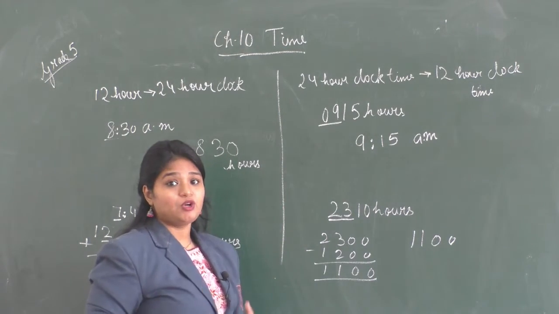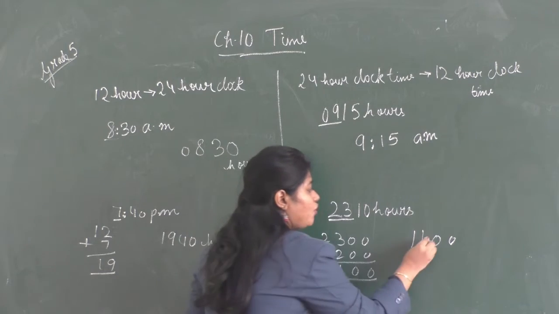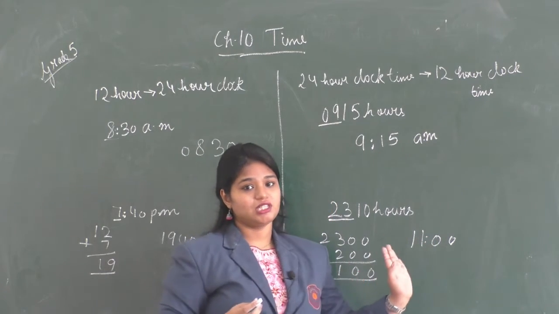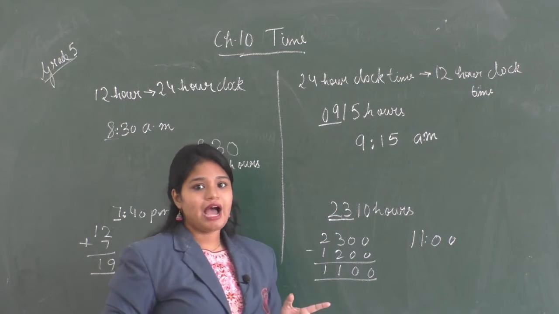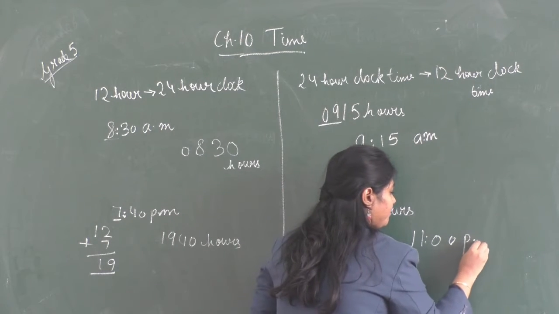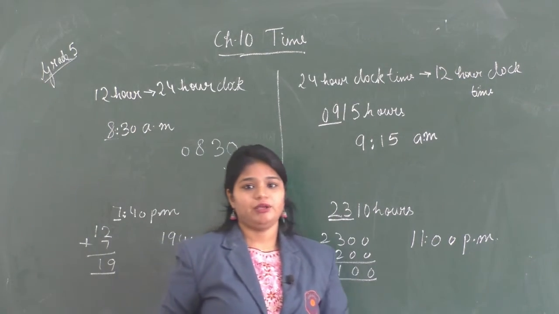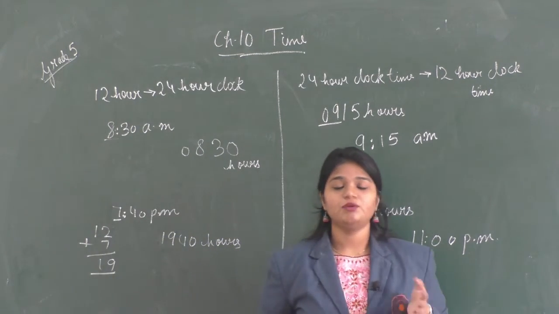Now I will add my colon sign, and colon sign is added between the four digits, that is I leave 2 digits in the minutes part and 2 digits in the hours part. So the time is 11:10 PM. So like this we can convert a 12-hour clock time into a 24-hour clock time and the vice versa of it.